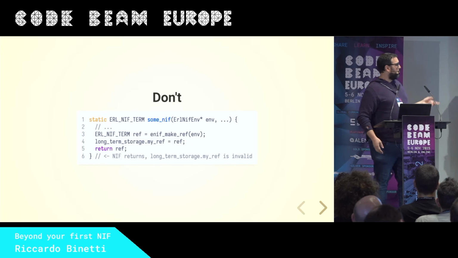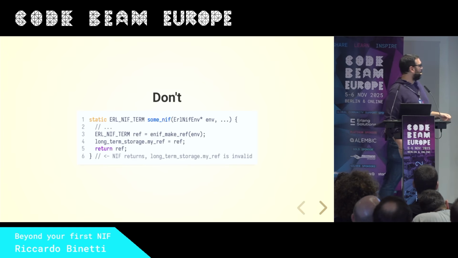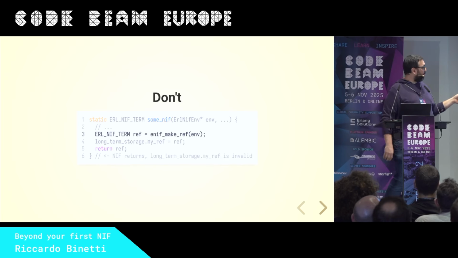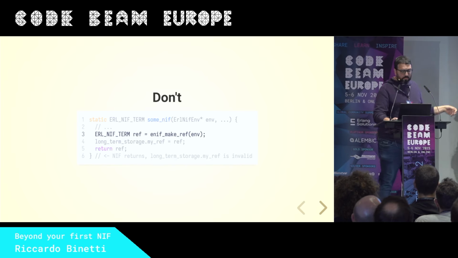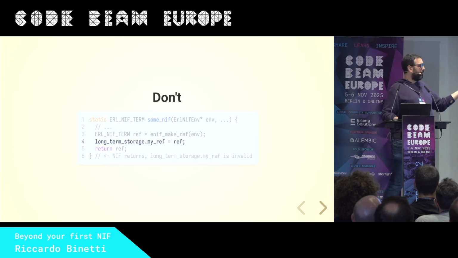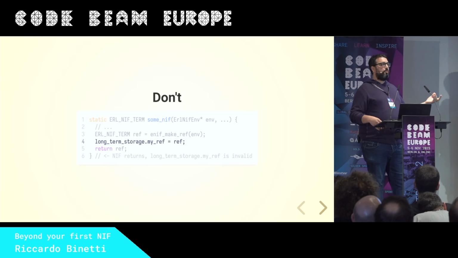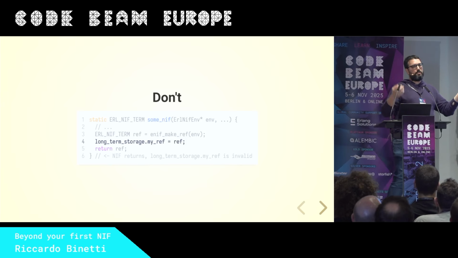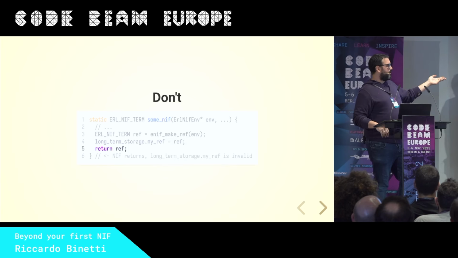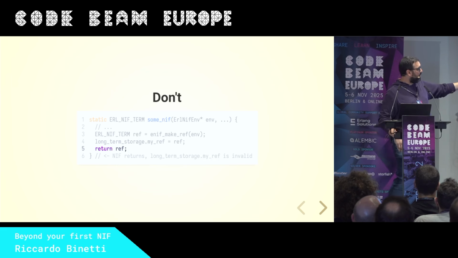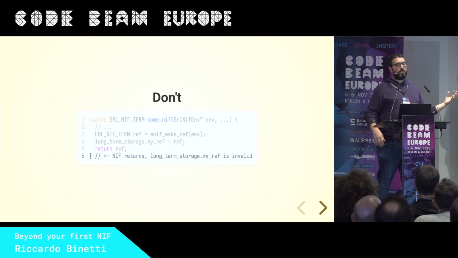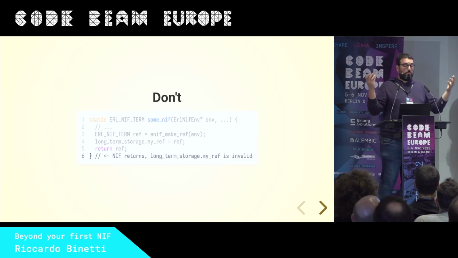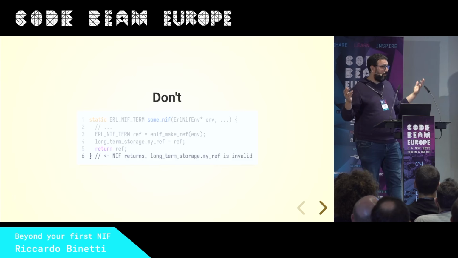What you don't have to do, and I've done it many times, so then I learned not to do it, is, for example, create some term with the process-bound environment, and then store that term in some kind of long-term storage. If you're doing so to match a reference between a request and a reply, you can return the reference here, and it will be perfectly valid because it's valid in the context of the process creating it. But when the NIF returns, long-term storage.myref is invalid. So if you try to access it later, it will, I don't know, do something bad probably.